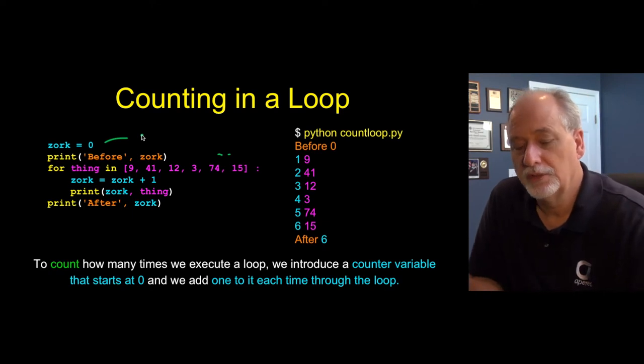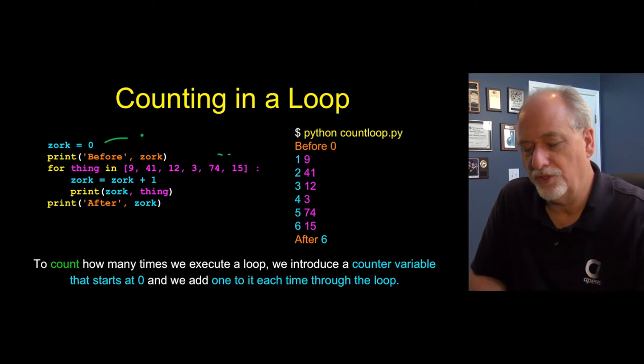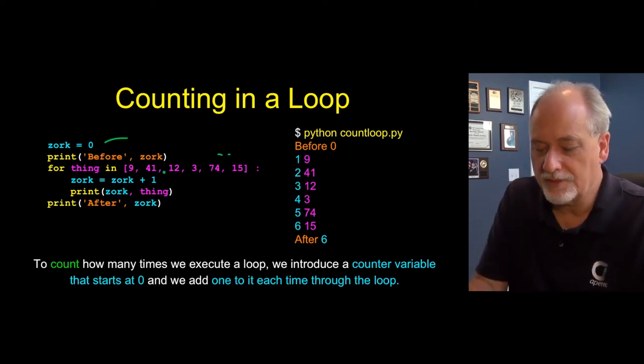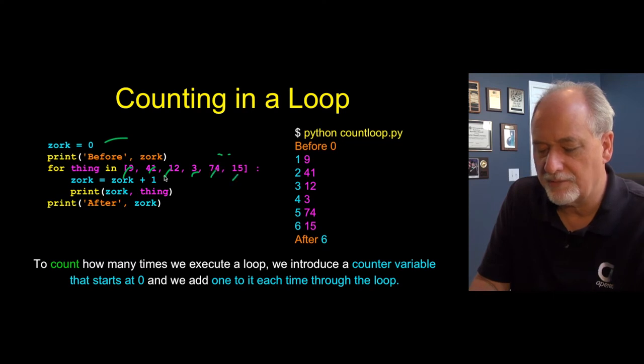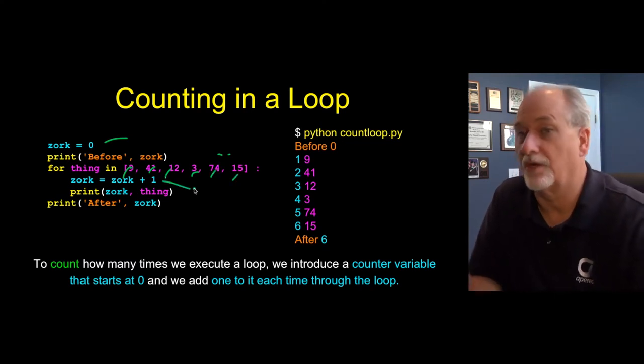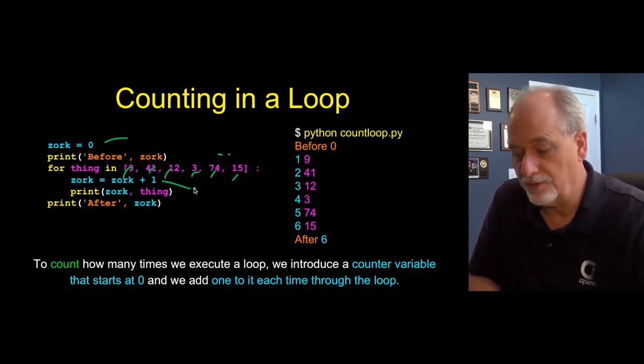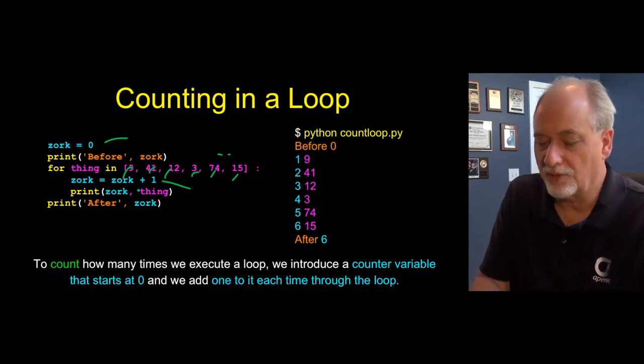You set a variable, Zork, to 0 at the beginning. We often call this variable count as a mnemonic. And now we're going to run this loop 6 times. 1, 2, 3, 4, 5, 6. And each time through we're just going to add 1 to Zork. So Zork starts at 0, then it goes 1, 2, 3, 4, 5, 6. And we're going to print it out.